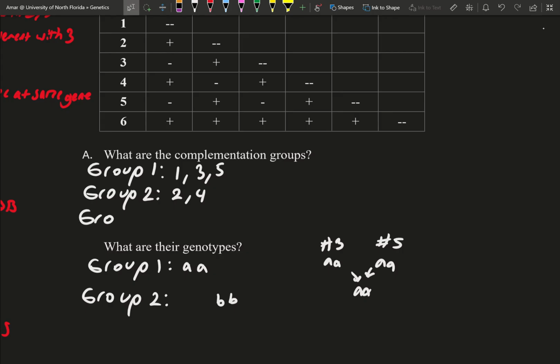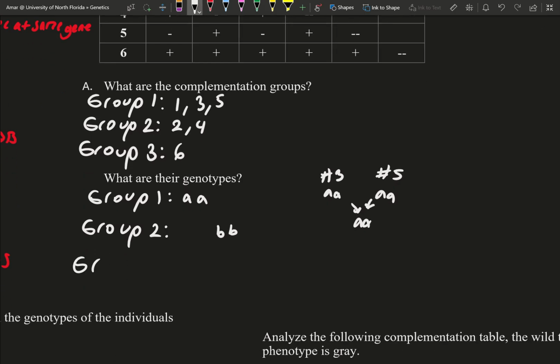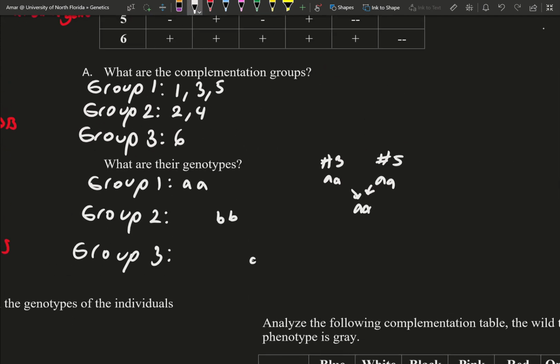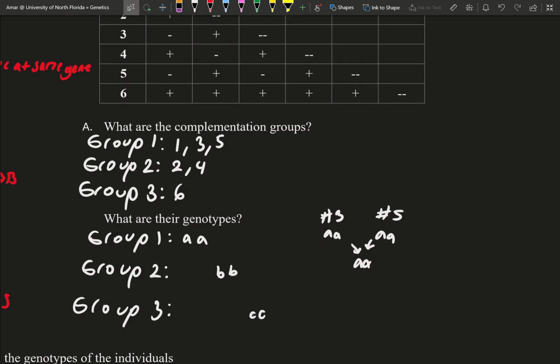Number 6 complements with everything else, so number 6 will be in its own complementation group. So therefore, group number 3 would be recessive at a different locus, little c. So now all you need to do is fill in the blanks, okay? Because we have 3 different groups, we have 3 different genes, and typically the way you would write this down is something like this: big B, big C for group 1, and then group number 2 would be big A, big C, and then group number 3 would be big A, big B.